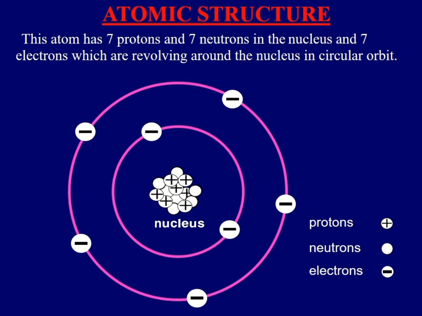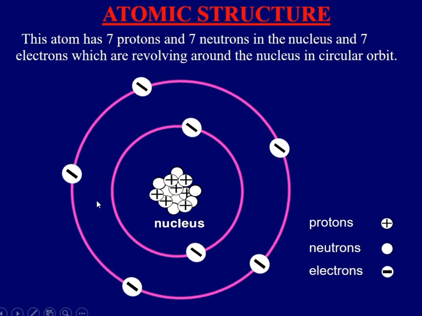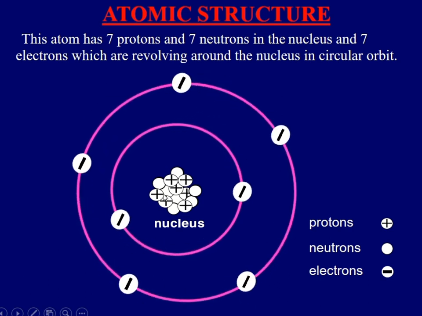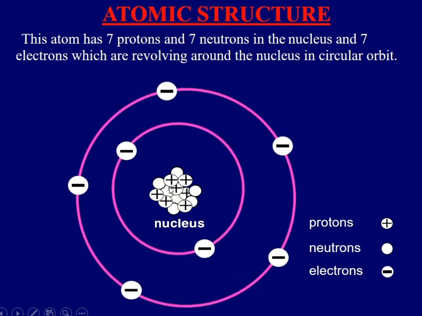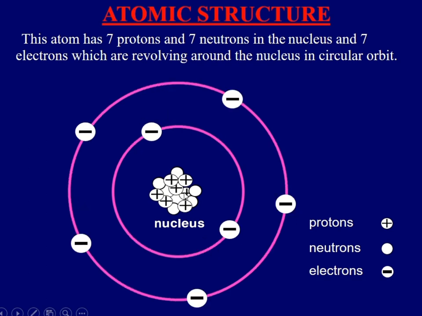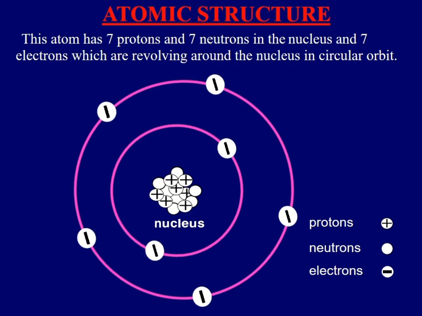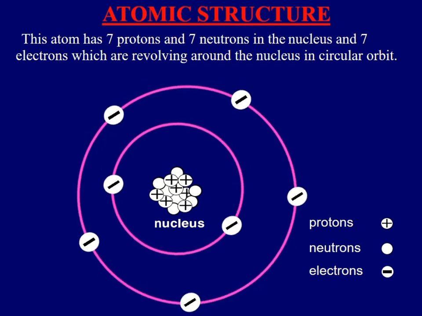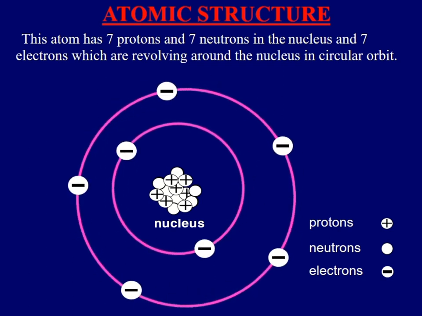So the atomic structure: let us suppose this is an atomic structure with 7 protons, 7 neutrons and 7 electrons. The protons and the neutrons reside in the nucleus. They are present inside the nucleus, and the electrons are revolving around the nucleus in circular orbits, as you can see in this particular atomic structure.